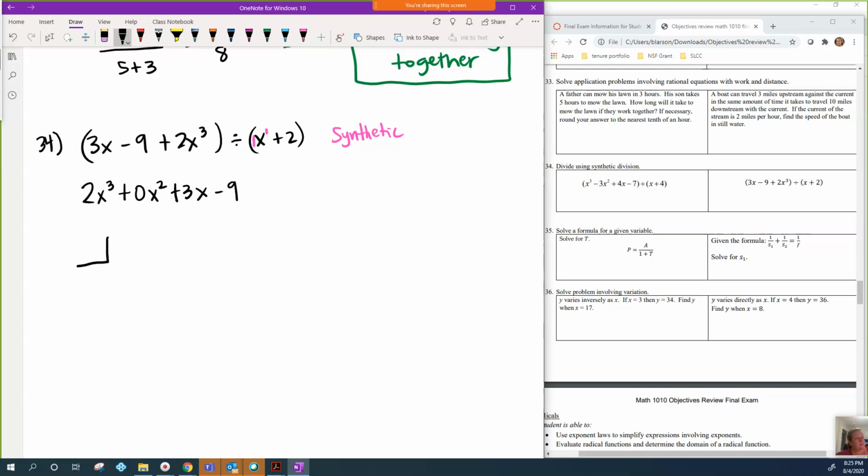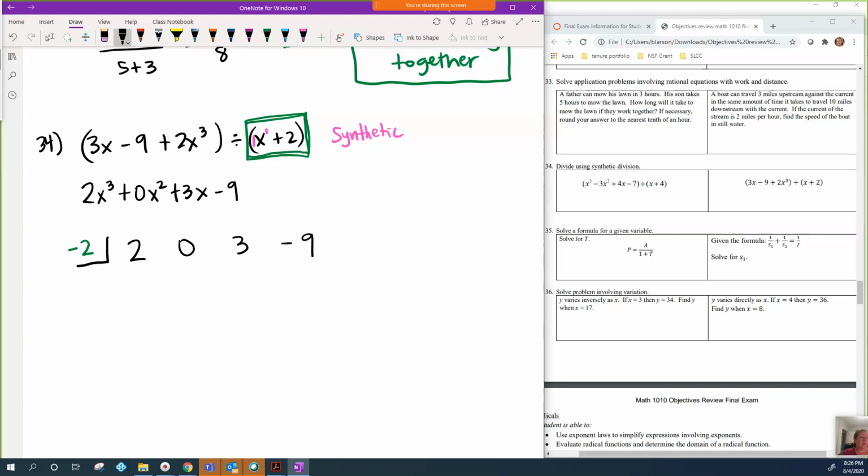Now, to set it up in the little box out here, you're looking at the part that you're dividing by to figure out what number goes in this box. What would x need to be in order for this whole thing to be 0? Well, x would need to be -2, right? -2 plus 2 is 0. So -2 is the number that goes in the box there. Then I'm going to put all my coefficients in: 2, 0, 3, -9.